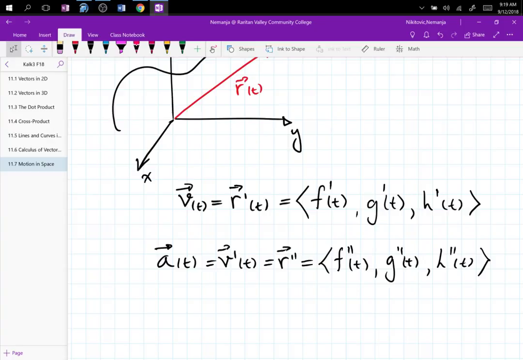So our position is going to be the distance covered. And if they're talking about displacement, just be careful because it might not be the same.